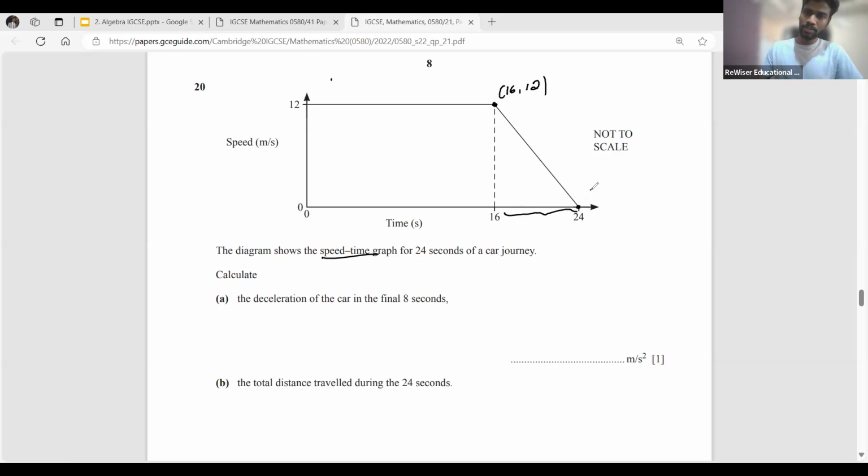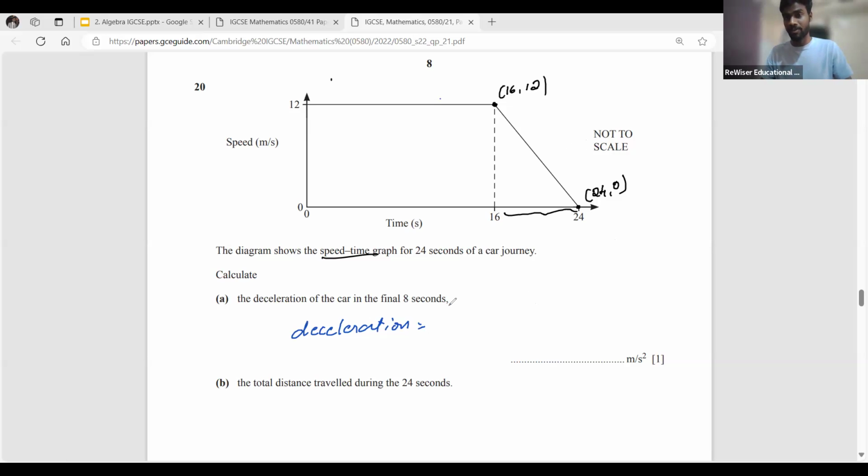And this point is going to be 24, 0. So in that case, the acceleration is going to be negative. Whenever the acceleration is negative, we call that a deceleration.